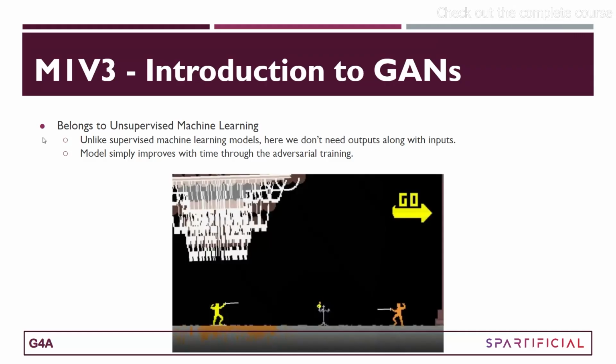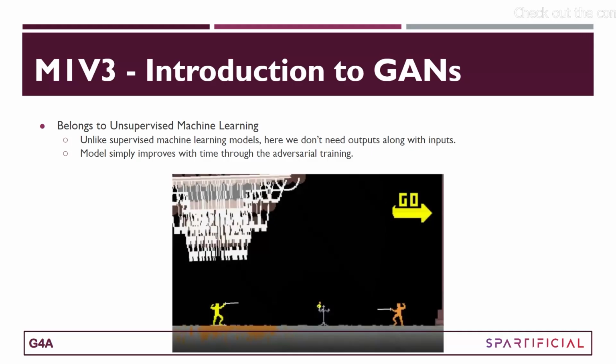Then comes our final slide for this module. I mean, for this video. It belongs to unsupervised machine learning. The simple GANs belong to unsupervised machine learning, where, unlike in supervised machine learning, we don't really have outputs and inputs. There is one data set that we show to the GAN model, and the GAN model is going to produce similar kind of outputs.